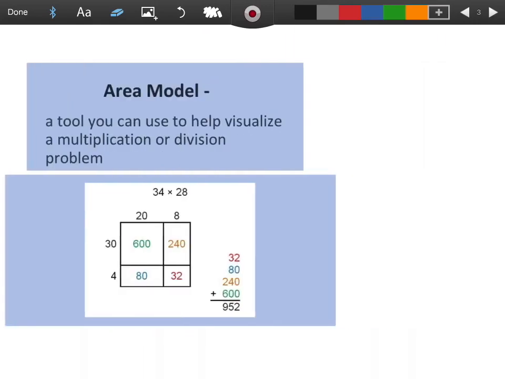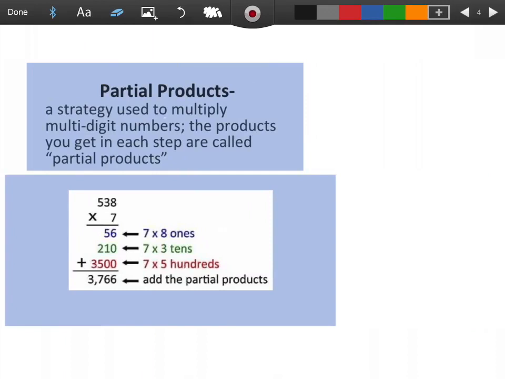The first word is area model. An area model is a tool you can use to help visualize a multiplication or division problem. And it is set up in a box like the picture below. The next vocabulary word was partial products. It is a strategy used to multiply multi-digit numbers. The products you get in each step are called partial products. And there's an example of that below.